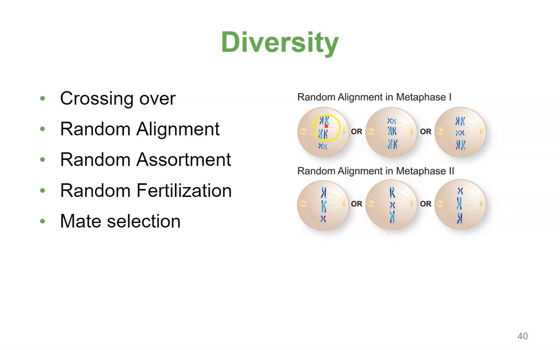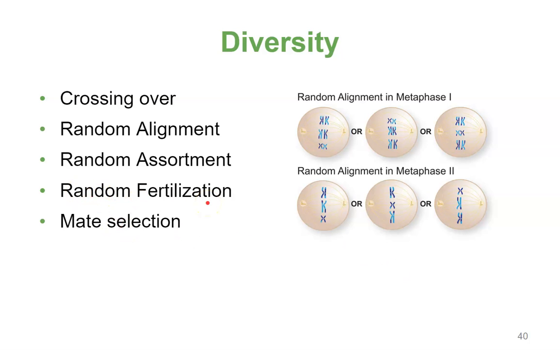So we could have alignment like this. We can align like that. So this guy flip-flopped. Or we can flip-flop this to have it like that, and flip-flop this guy. So random alignment, and then random alignment again in metaphase 2. We can line it up like this, or we could flip-flop it and line it up like that. And then after metaphase, we'll get random assortment into our final 4 daughter cells.